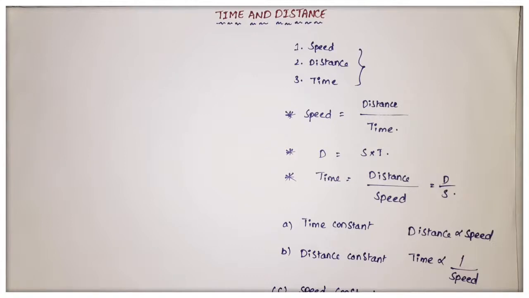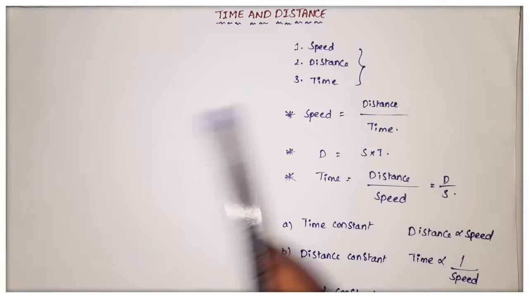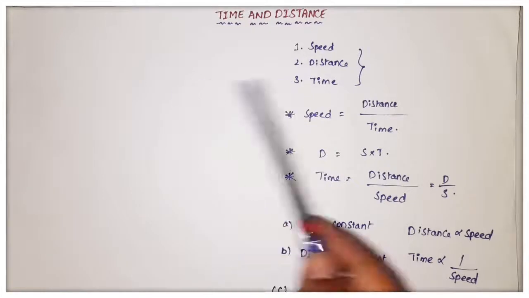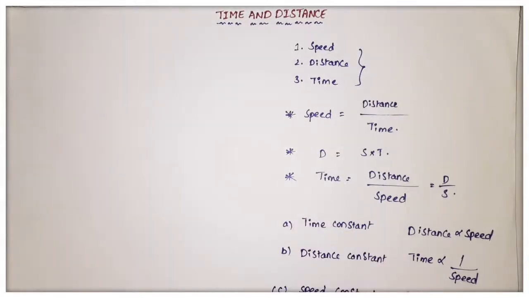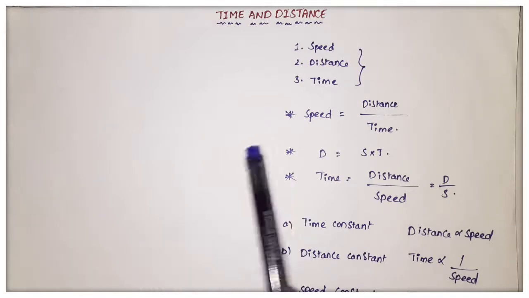In previous lectures, we have discussed the time and work aptitude concept, and from this video onwards, we are going to discuss time and distance. In this chapter, we are going to calculate speed, distance, and time based on given data. So I think you are familiar with these formulas.